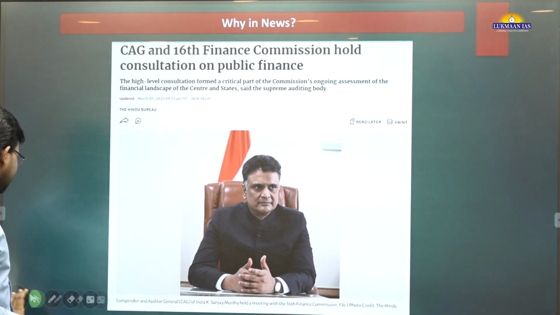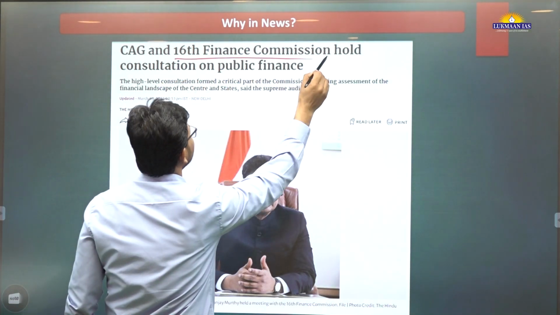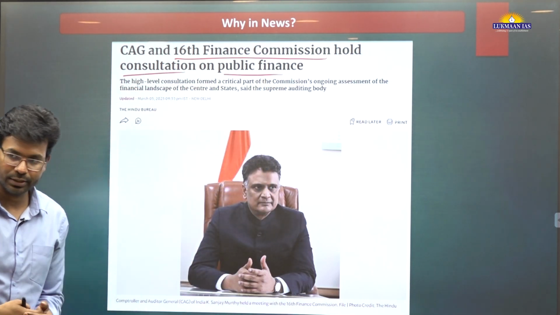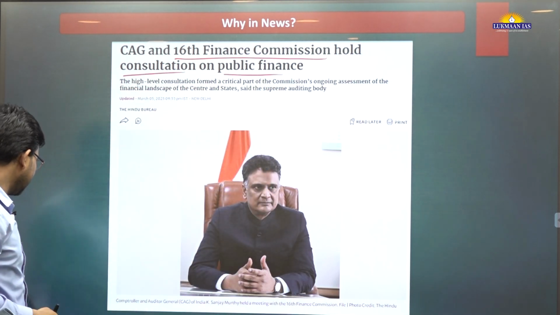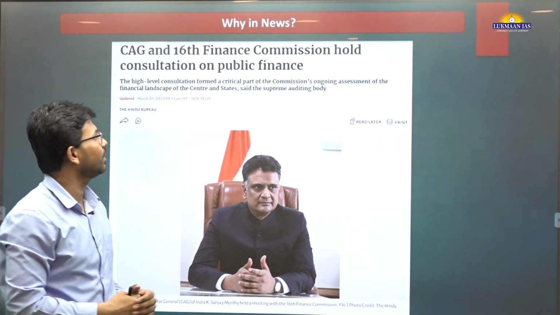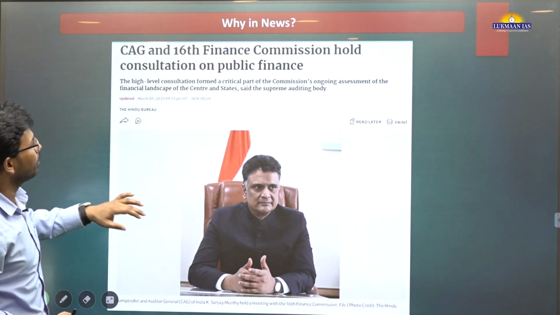Because the CAG recently had a meeting. Okay, so CAG and 16th Finance Commission hold consultation on public finances. Okay, Comptroller and Auditor General of India and the 16th Finance Commission have consulted with one another, related to public finances.